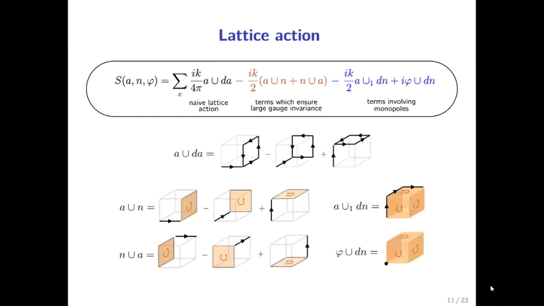Okay, so here I'm just showing graphically what each of these terms corresponds to. So it's like the A cup dA, we have A cup n, and you can already see from here that A cup n is not equal to n cup A. We have to include both in the action. Okay, and then, I should mention phi here is a zero form and it lives on sites of the lattice.